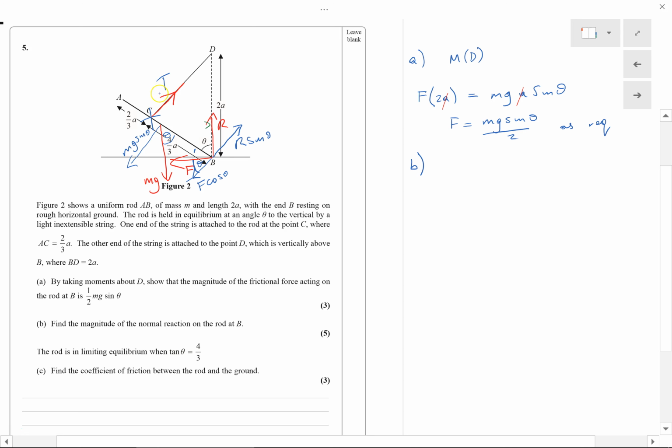Right, now let's look for some distances. This tiny little distance here is actually going to be a over 3, because that's 4/3 a minus a, because it's a uniform rod, so that's 1/3 a. So we need that in our moments equation. So let's take our moments equation. So we're taking moments about C. The clockwise ones are the F cos theta. Remember it will have another component here, but that goes through the line of axis of C, so it's only the perpendicular component we need to consider.